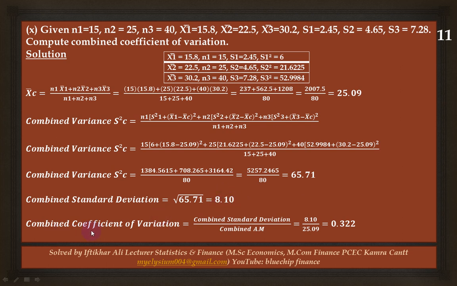Now combined coefficient of variation will be combined standard deviation divided by combined mean, and the answer will be 0.322. Because coefficient of variation is always equal to standard deviation divided by mean multiplied by 100, so combined coefficient of variation will also be equal to combined standard deviation divided by combined mean multiplied by 100. Here multiply by 100 is not taken. You can just simply multiply this 0.322 with 100, and the answer will be 32.2.